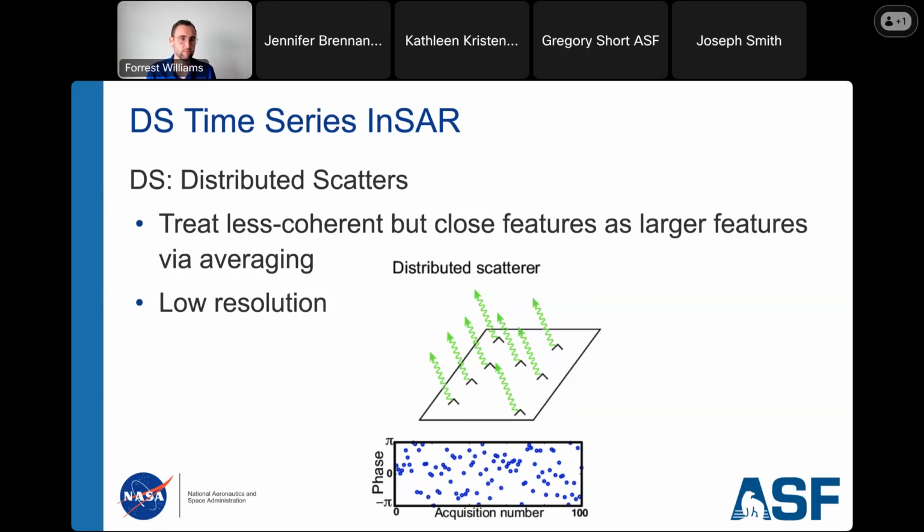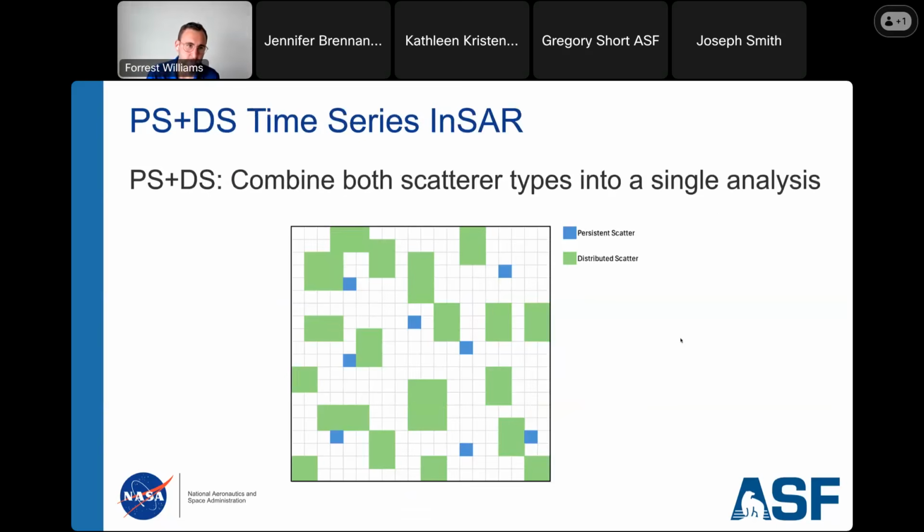Now, you might be thinking, okay, these techniques seem pretty complementary. It might make sense to put them together. And that's exactly what PS plus DS time series InSAR is. It's basically the idea of: let's do a first analysis to understand where in our InSAR data we have these point scatterers that are very reliable and we can treat as single points. Let's treat those as single points and not do averaging in those locations.